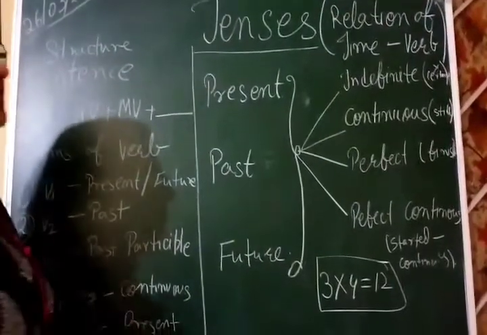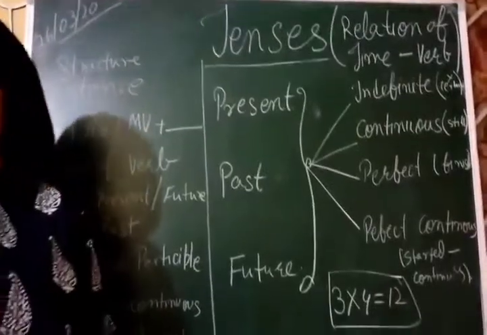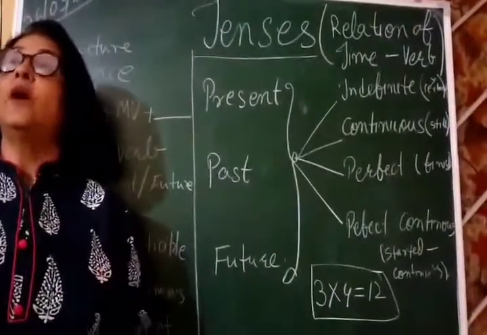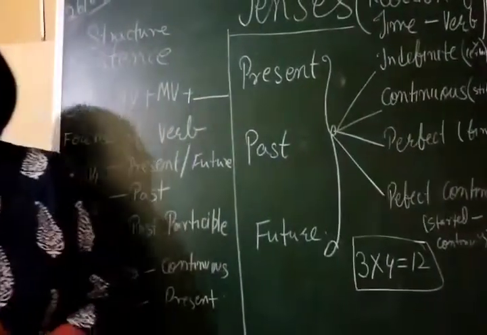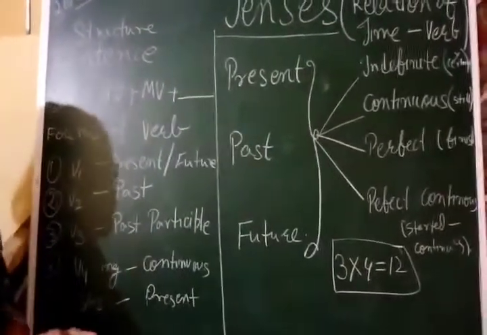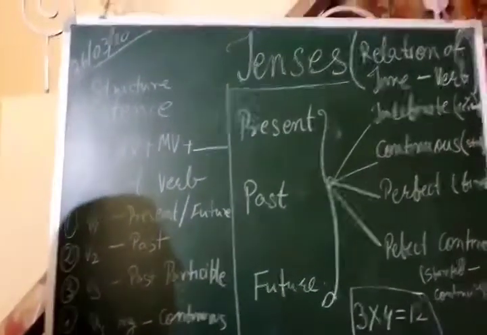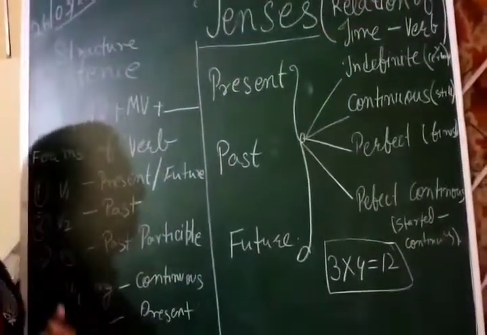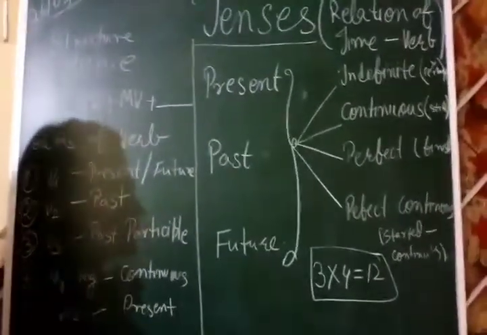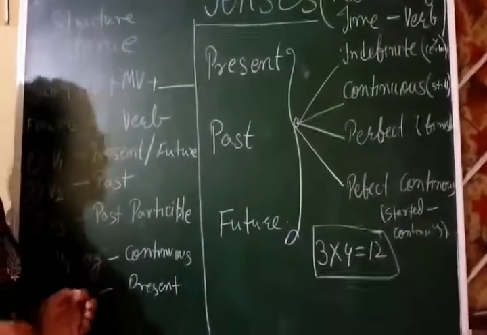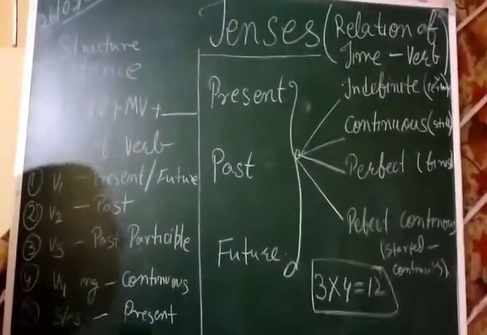Indefinite means there is no certainty. We don't know at what time the action took place, irrespective of whether it is in past, present, or future. Continuous tense is the time which is still going on. Perfect means the action has finished, whether it has finished in past, present, or future.